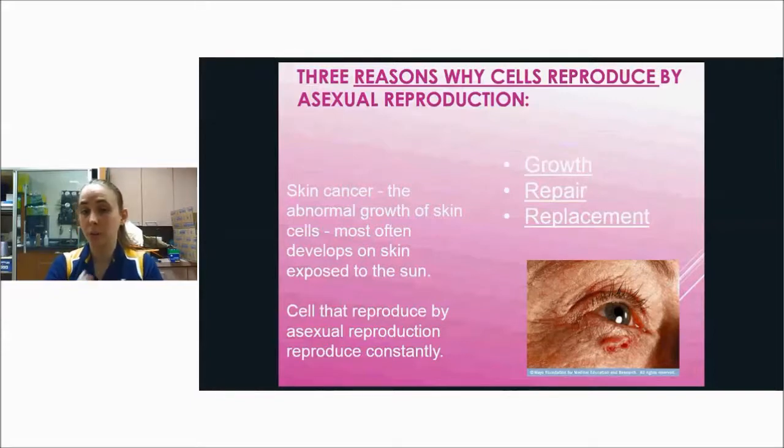Mitosis also is the cause of cancer when it goes wrong. A mutation during mitosis will form cancer cells. So skin cancer is the abnormal growth of skin cells, most often develops on skin that has been exposed to the sun. And cells that reproduce by asexual reproduction reproduce constantly. Majority of the time when cancer forms, there has been some sort of injury to that area. So skin cancer, if you have a lot of sun exposure, then you're damaging those tissues over and over again, and then cancer forms in that area.